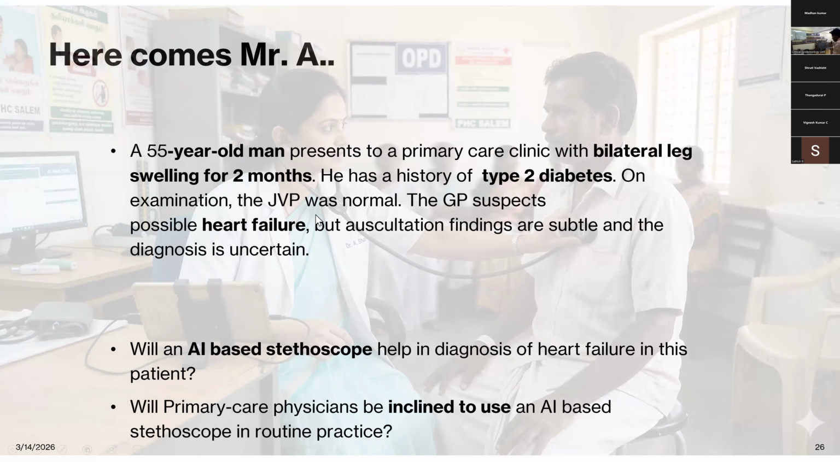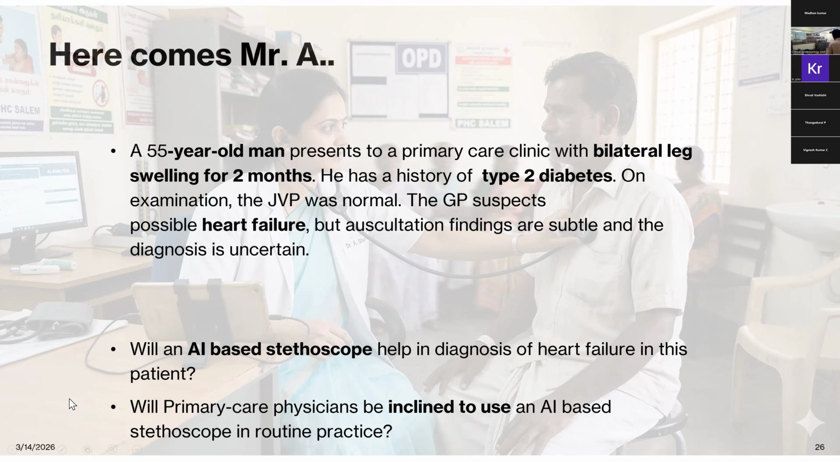So before going into the critical appraisal for our study, I'd like to put forward a scenario. Here, this is a 55-year-old gentleman who has come to a primary care clinic with bilateral leg swelling for 2 months. He's a known diabetic, and on examination, you note that his JVP is normal. The general practitioner was thinking about the possibility of heart failure, but his auscultation findings were subtle and he was uncertain about the diagnosis.